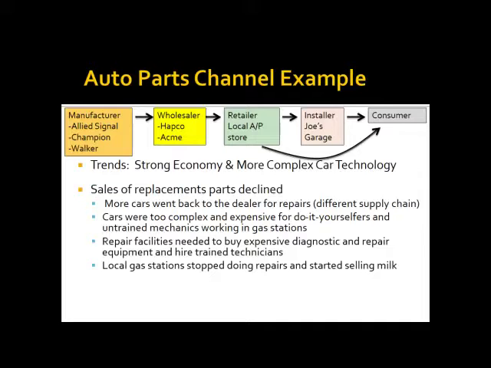More cars went back to the dealers. Cars were so complex that people who wanted to fix up their own cars and do their own repairs couldn't, or they didn't have the new tools and diagnostic equipment that was needed to even find out what the problem was. Local garages didn't have the money or the knowledge to buy the expensive diagnostic and repair equipment, nor find trained people to do this. So most gas stations that sold automotive services closed the automotive service part and became convenience stores.